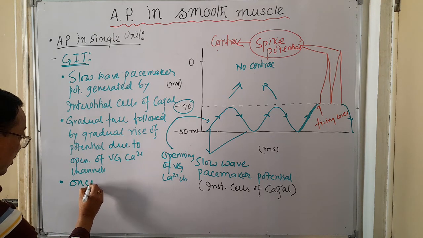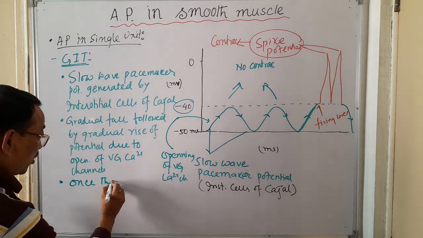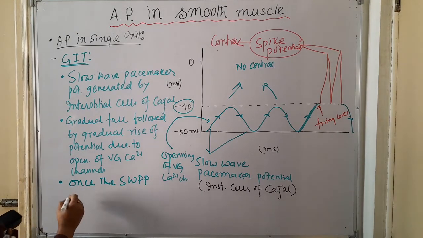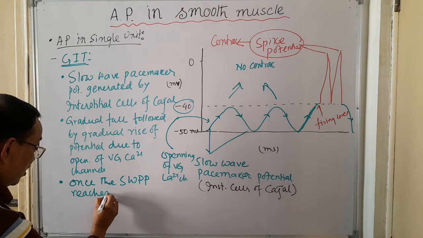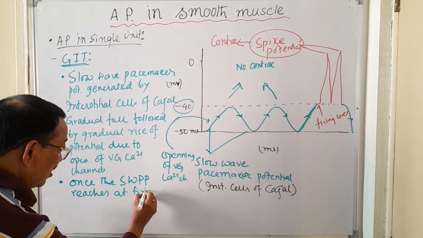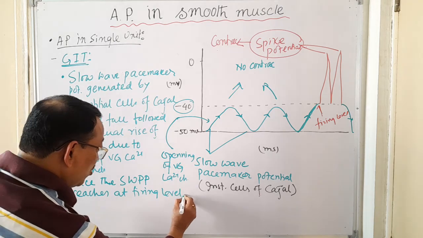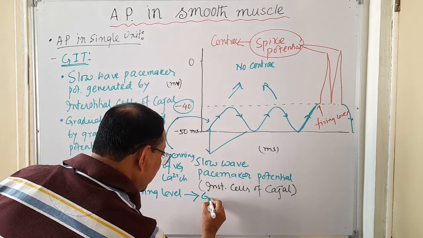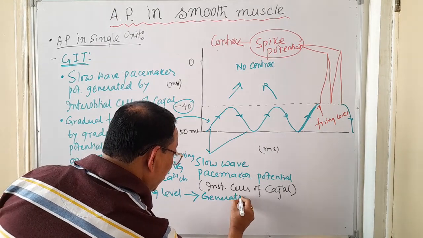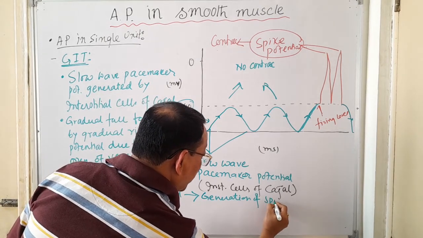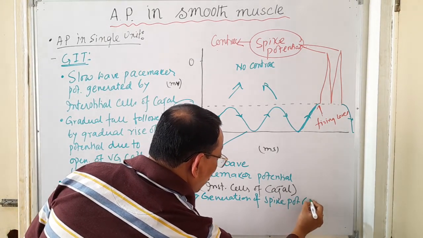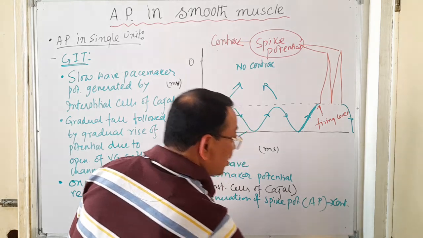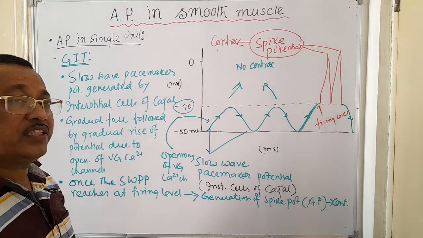So what we can see now, once the slow wave pacemaker potential reaches the firing level, then there is an initiation or generation of spike potential or action potential that is responsible for contraction of the GIT. This is responsible for contractions of the GIT.